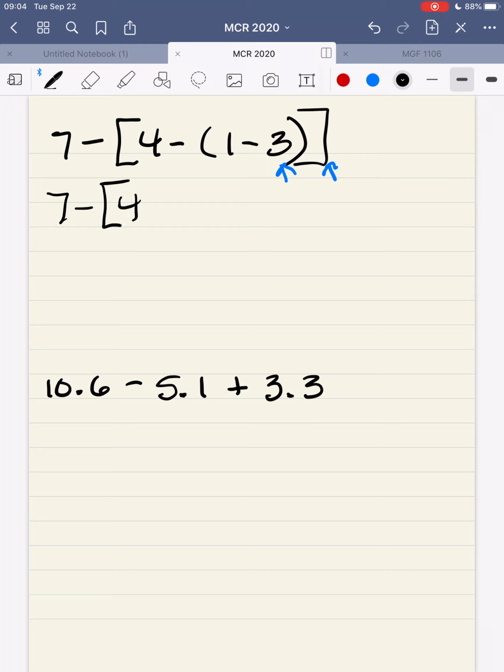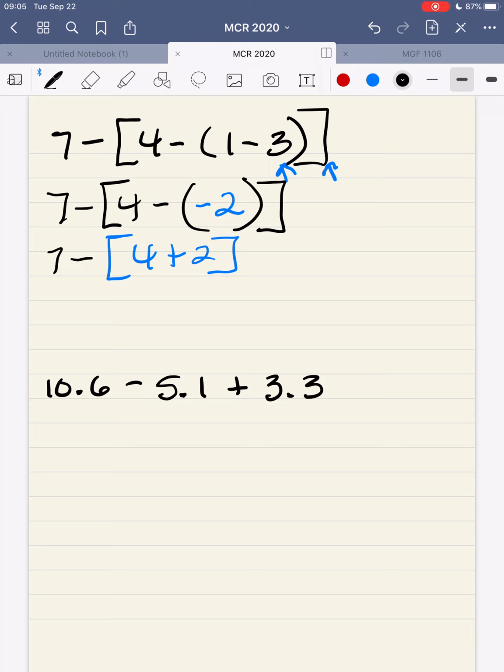I'm going to leave the stuff in my bracket alone, and I'm going to work with my parentheses. So I have 1 minus 3, that's going to give me a negative 2. I kept the parenthesis because look, again, I have those double negative signs going on. All right. So my bracket here is actually going to be 4 plus 2, with this stuff still on the outside. So 4 plus 2 is going to give me 6 in my bracket.